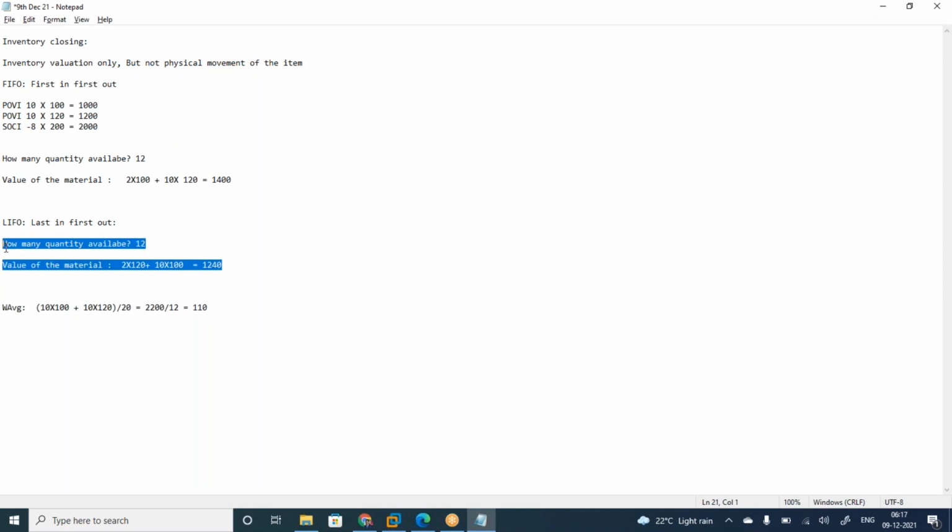Now, how many quantity in this calculation? 12 quantity, and the valuation is 12 multiplied by 110. It is equal to 1320.